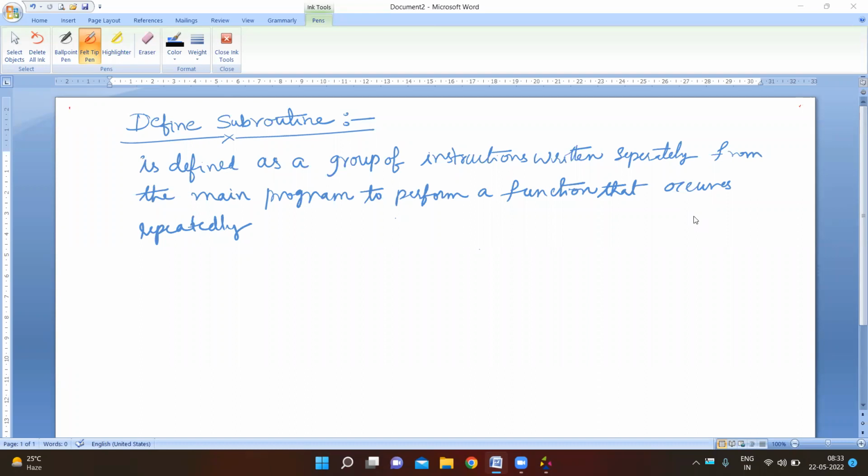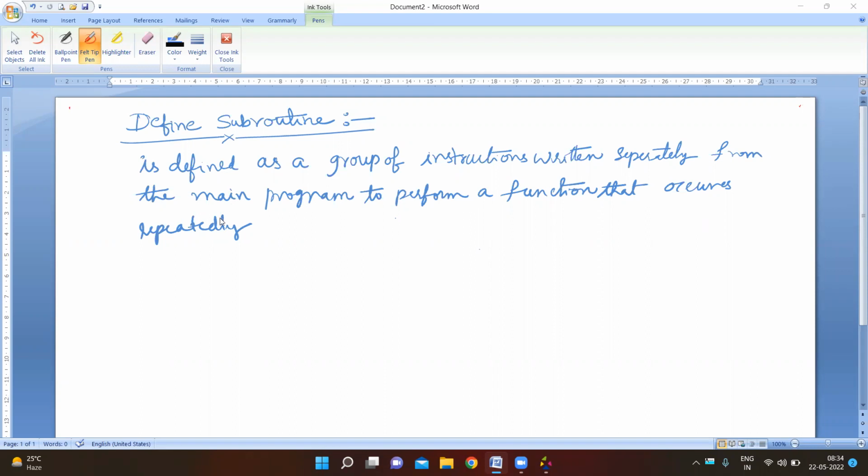Good morning, everybody. Next topic of sixth unit is subroutine. And we know, as I already explained, that a subroutine is a group of instructions which are written separately from the main program to perform a specific task that occurs repeatedly.